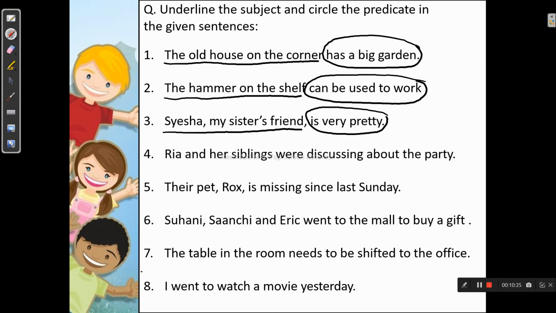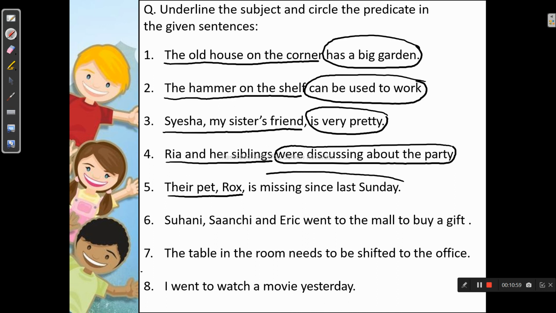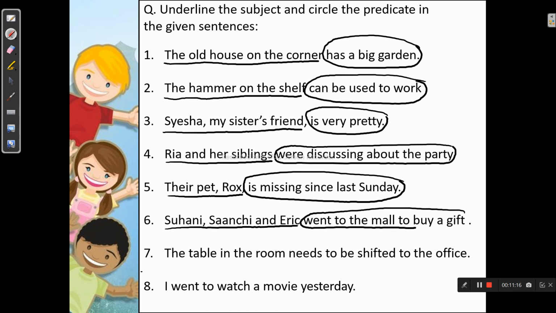Fourth, Ria and her siblings were discussing about the party. So who were discussing about the party? Ria and her siblings. And were discussing about the party is predicate. Fifth, their pet Rox is missing since last Sunday. Who is missing since last Sunday? Their pet Rox is missing since last Sunday is predicate. Sixth, Suhani, Sanchi and Eric went to the mall to buy a gift. Who went to the mall to buy a gift? Suhani, Sanchi and Eric. Went to the mall to buy a gift becomes predicate.